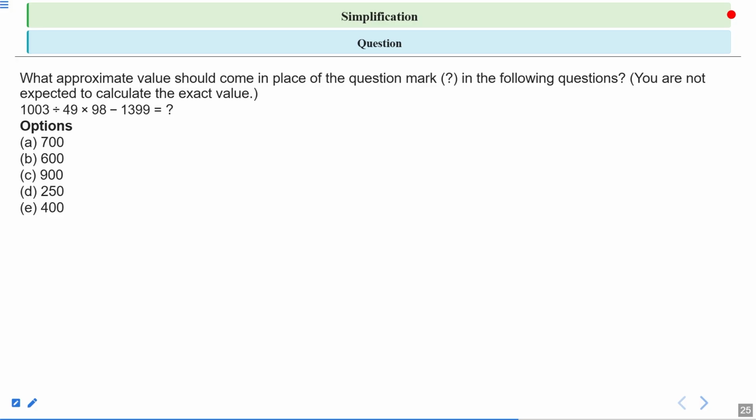What approximate value should come in place of question mark in the following question? You are not expected to calculate the exact value. And the question is 1003 divided by 49 multiplied by 98 minus 1399 equals question mark. There are 5 options. A is 700, B is 600, C is 900, D is 250 and E is 400. Now you have 10 seconds to solve this question. Your time starts now.